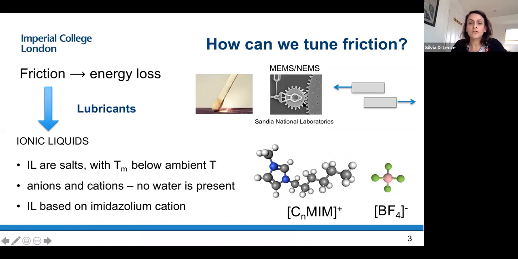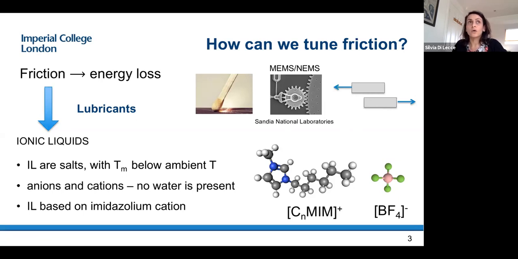And if we consider small devices where we have surfaces at a very small distance, sliding one over the other, having a film of liquid between these surfaces can not only prevent the wear of the surfaces and so the mechanical failure, but it can also control and manipulate the performance of these devices. So in general, what we do is add some lubricants between these surfaces.